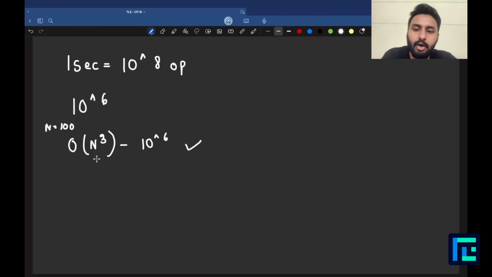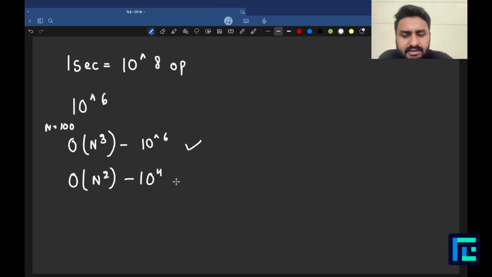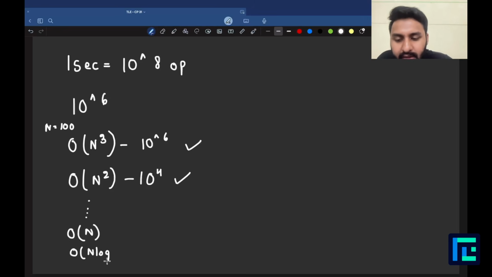How about anything lower than this? I can even go for n square. Definitely, because n square is less than n cube. So this maybe goes in 10 power 4, still good to go. And anything below this, maybe O of n, good to go. Maybe O of n log n, definitely good to go. So anything that comes below n cube does make sense that this will work.